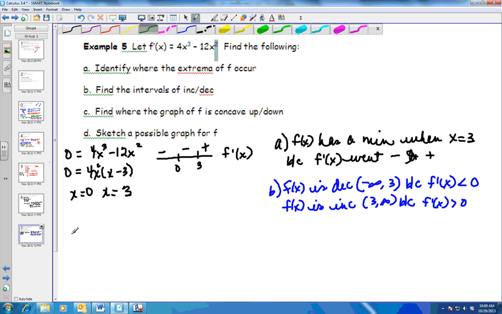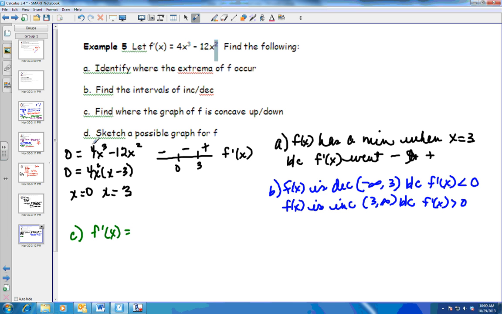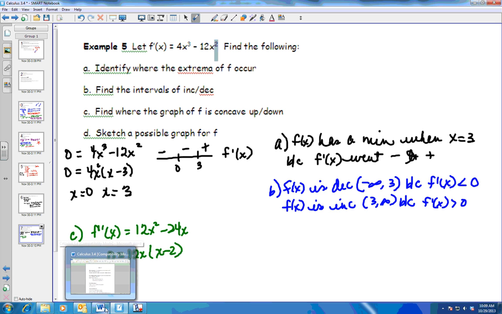Part C. Find where the graph of f is concave up or down. So I need to find the second derivative. My second derivative would be 12x squared minus 24x. Set that equal to 0. I can factor out a 12x and I'd get x minus 2. Set each of those factors equal to 0 and I get x equals 0 and x equals 2.